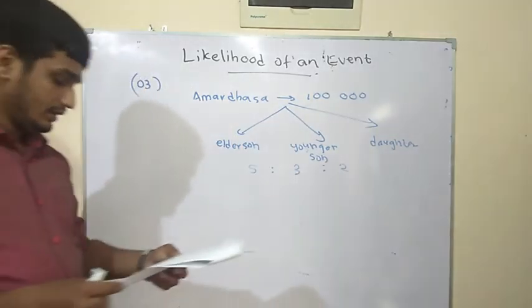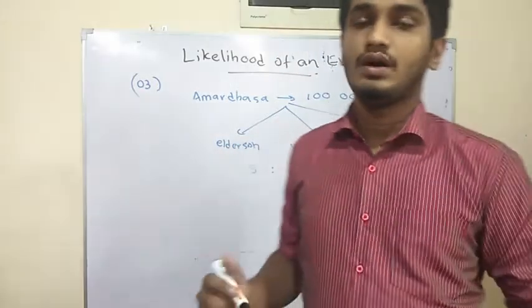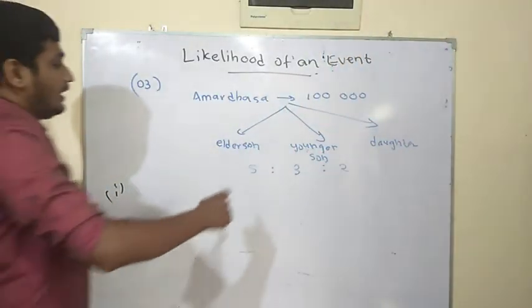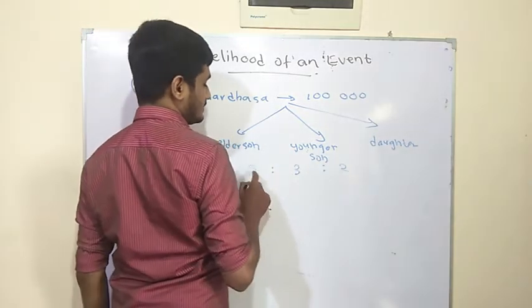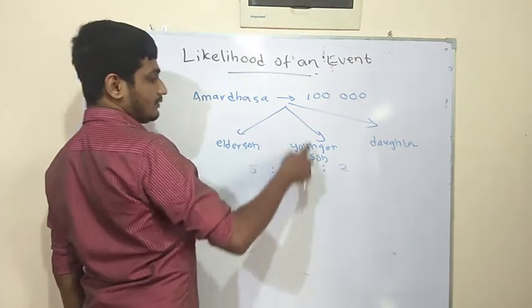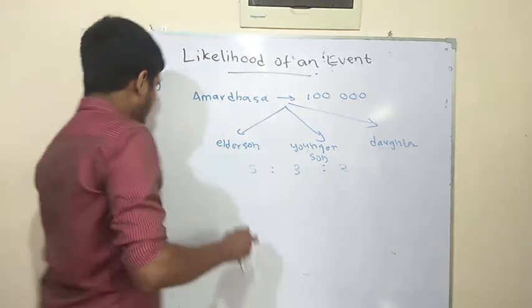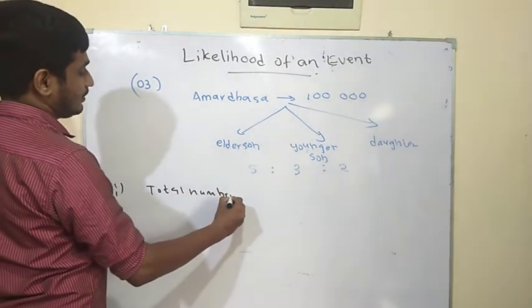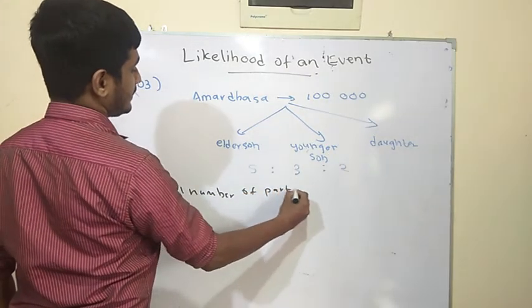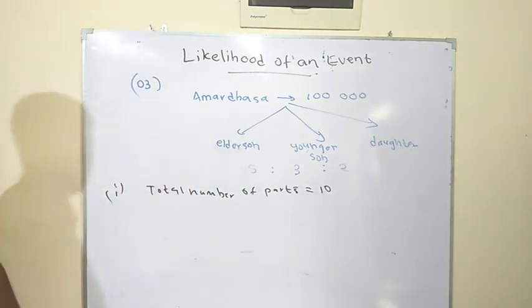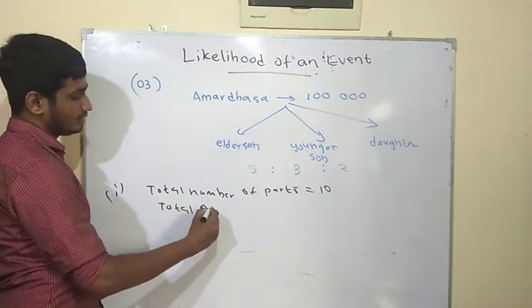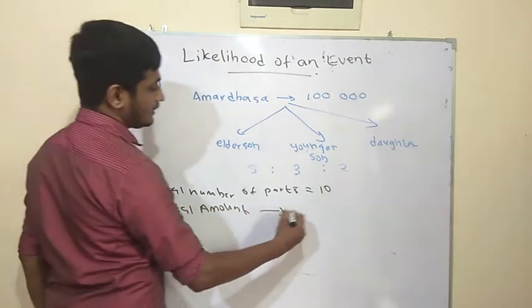Number 1. How much money did the elder son receive? Now tell me, how many parts are there? 5 parts for the elder son, 3 parts for the younger son, and 2 parts for the daughter. Total number of parts is 10. So, what is the total amount? Total amount is 100,000 rupees.